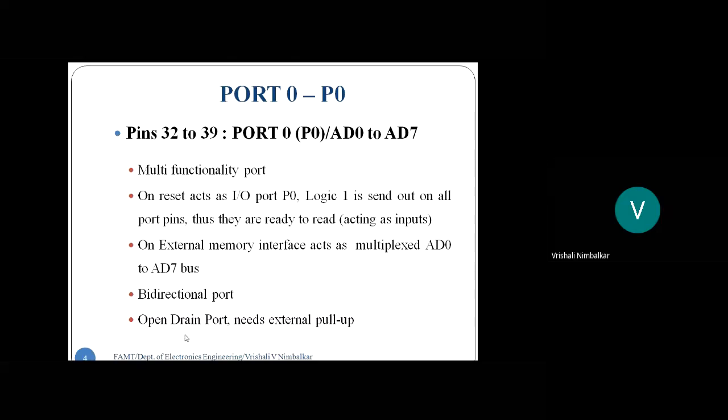And the last point, port 0 is an open drain port. You might remember we had looked into the open drain concept when we studied the pins. We'll see it again also. So port 0 is an open drain port. We need to connect an external pull-up on the breadboard. What does that mean? I need to connect one 10K resistor to each and every pin of port 0. I need to connect 8 resistors.